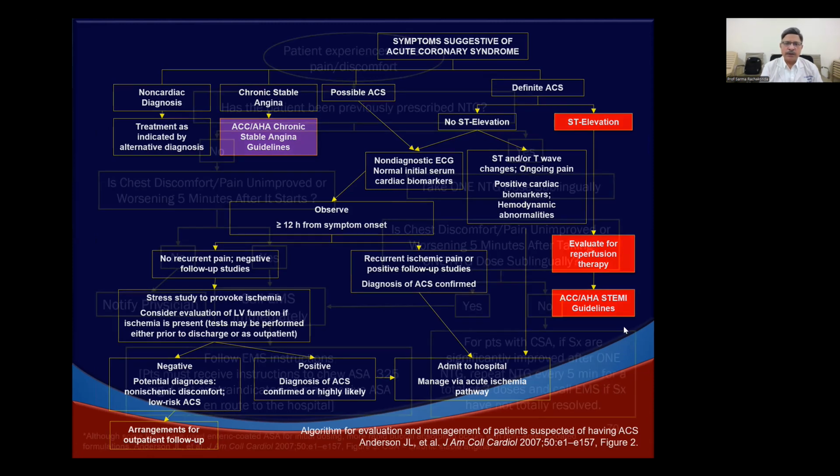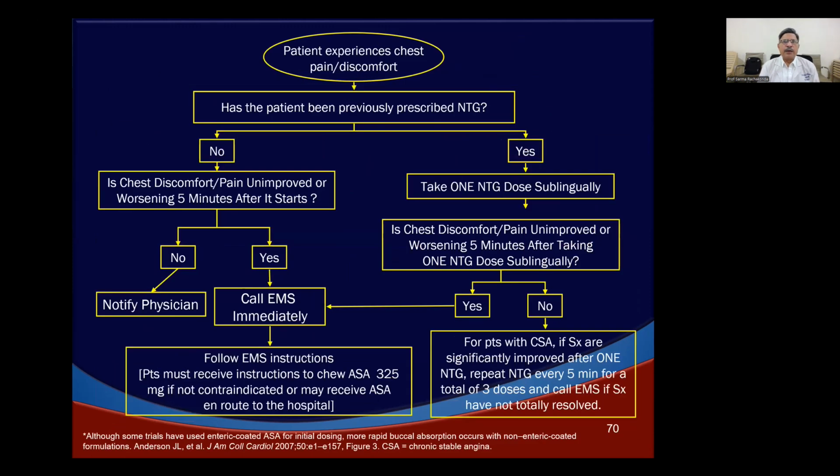This is another basic algorithm. Now you look at this. The patient experiences chest pain and discomfort. Has the patient been previously prescribed nitroglycerin? That means, is he already a patient of coronary artery disease? Yes. Take one nitroglycerin dose sublingually. If he is already prescribed nitroglycerin earlier, put Isordil under the tongue sublingually. Is the chest pain improved or worsening 5 minutes after treatment? If it is worsening, call immediately for the emergency service.